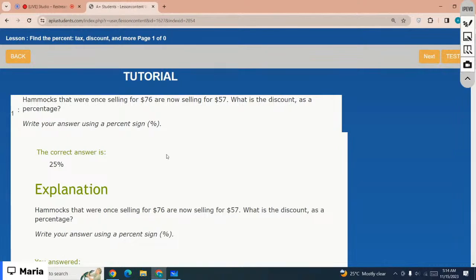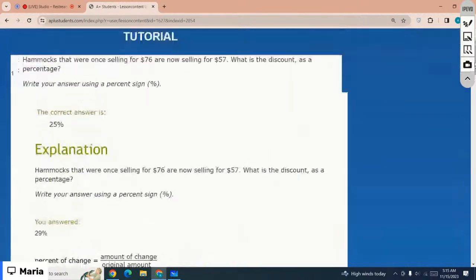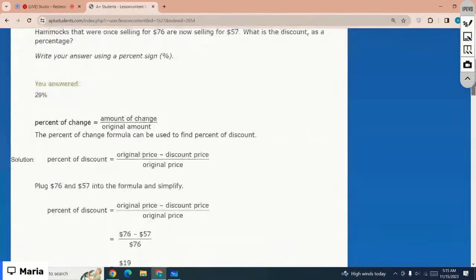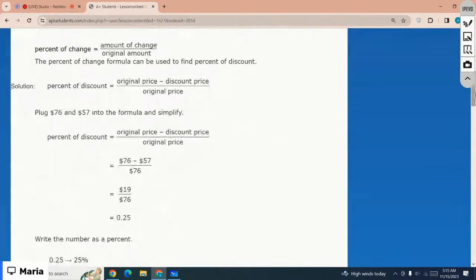So the original price is $76. Now it is 57. You need to evaluate the discount. So first just subtract 76 minus 57, right? So 21 it is, 29 it is. Yes, 29. Hold on.